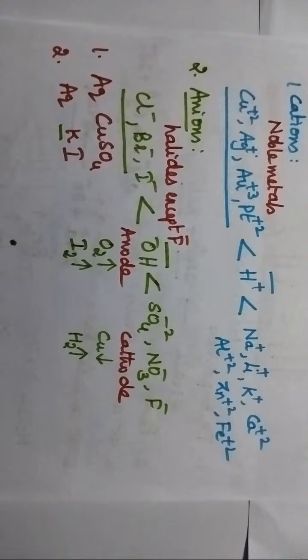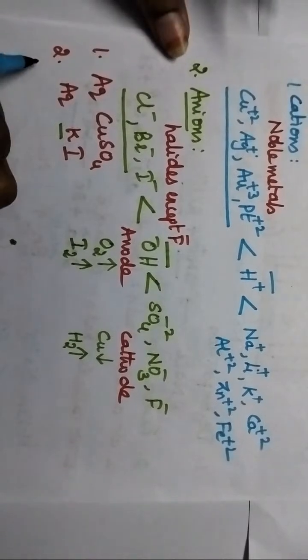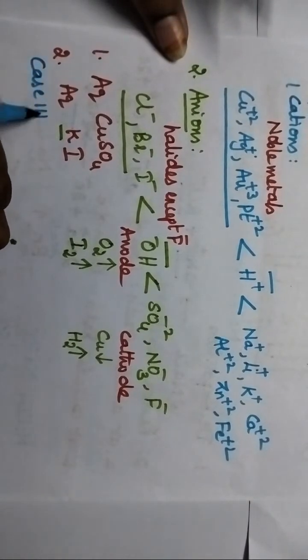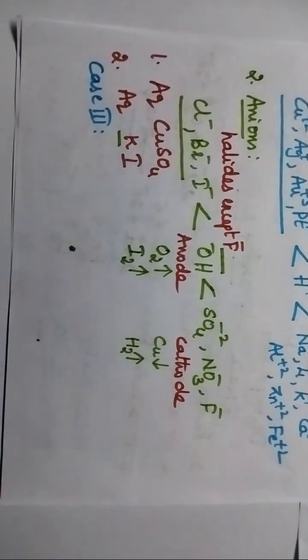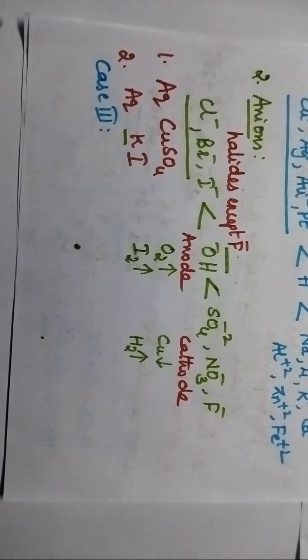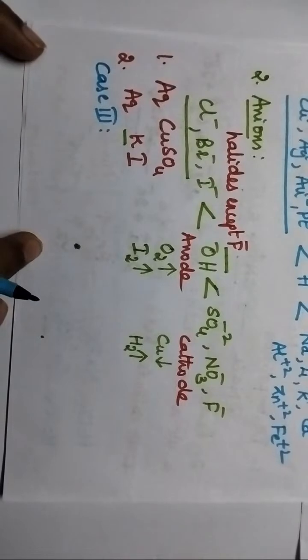Here the electrolysis of aqueous potassium iodide gives iodine gas at the anode and hydrogen gas at the cathode. Okay, here we can also consider a third case. Till now we discussed the electrolysis of an electrolytic solution by using inert electrodes. Let us see what happens when active electrodes are used.